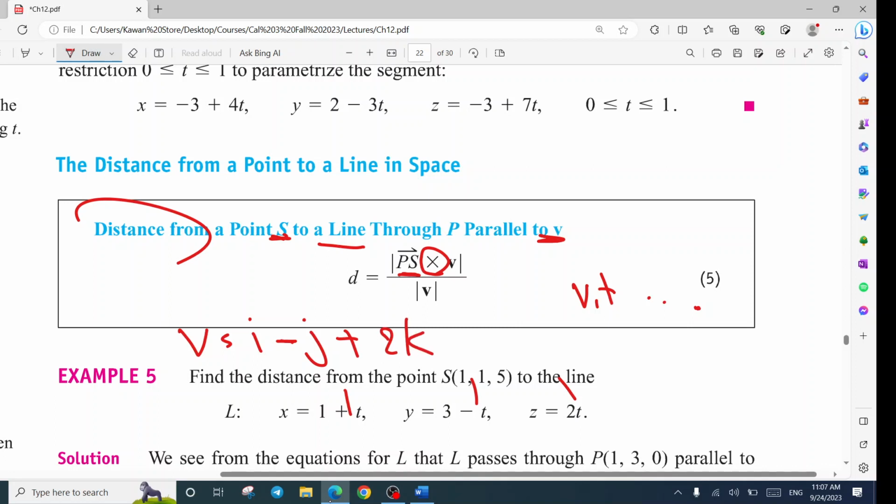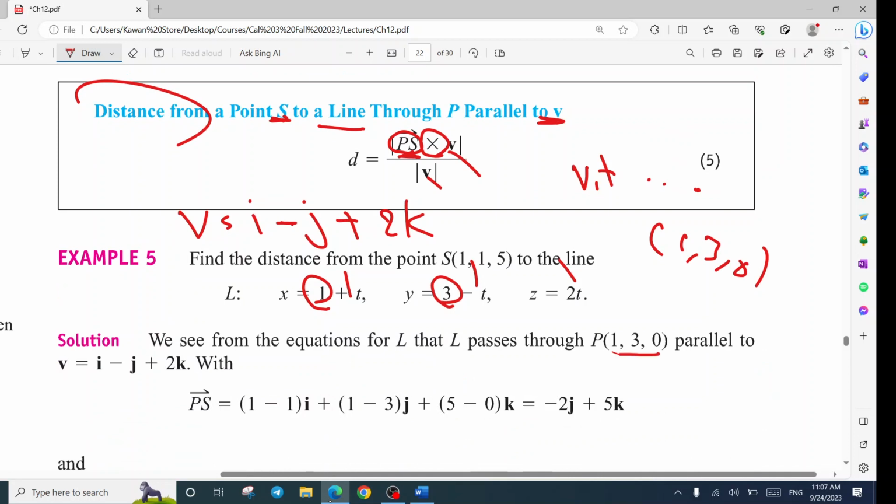Did you get it here? How about the point? Where's the point? Clear. So now I have what? I'm going to find PS and V. So V is clear. S is given. P is also given, but you need to find it. Now I have a point. I'm going to find PS.